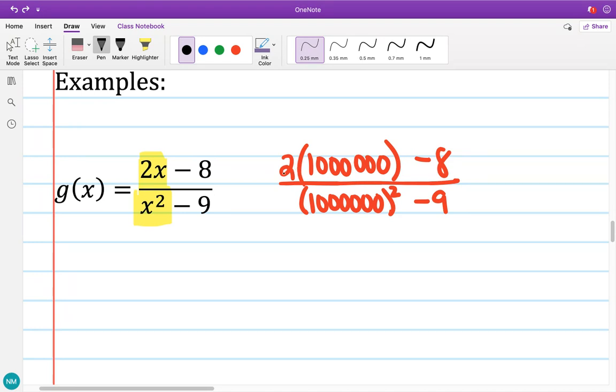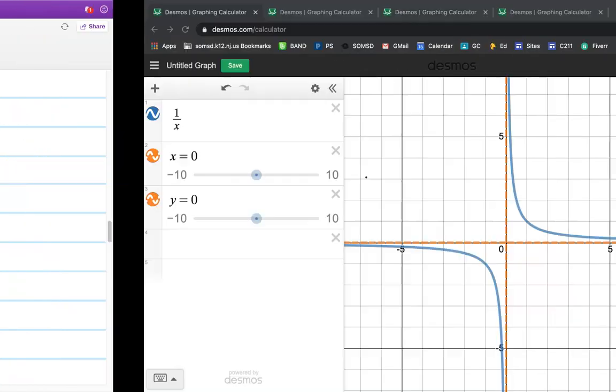So 2 times a million. So let's talk about the behavior as it's getting bigger, right? 2 times a million minus 8, and then a million squared minus 9. Which one is going to be bigger? Well, this right here on the bottom is definitely going to be bigger than this, right? 2 times a million is 2 million. 2 mil minus 8. 1 million squared is, oh God, I don't even know.